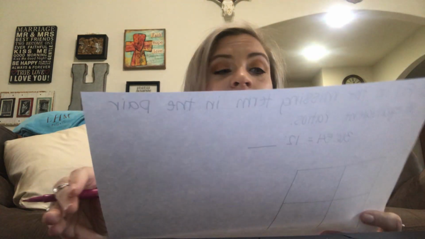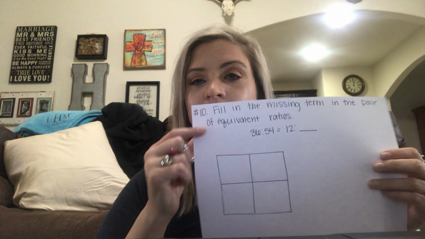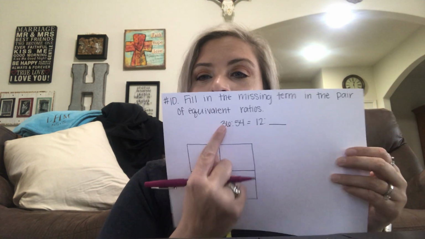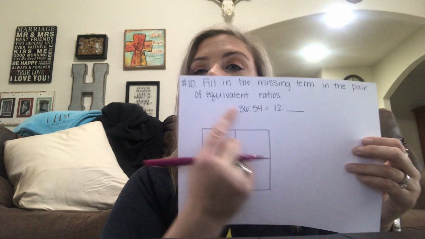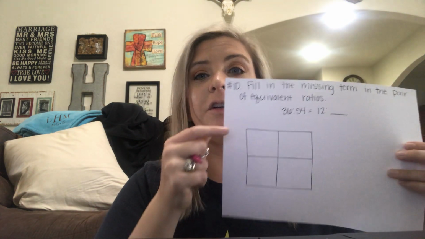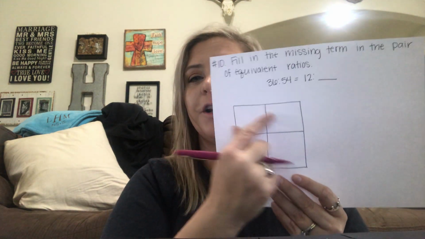On to the last one, number 10. Number 10 says fill in the missing term in the pair of equivalent ratios. Now, guys, a ratio is just like a fraction, okay? We have 3 numbers here. They're proportional. Ratios are proportional. So guess what? We're going to use a proportional window.